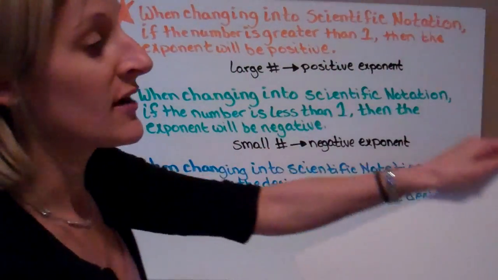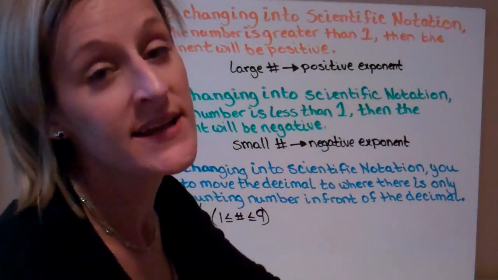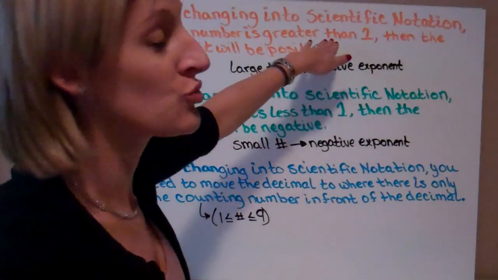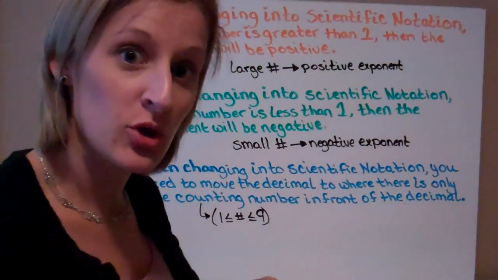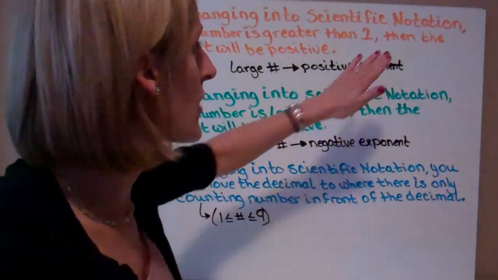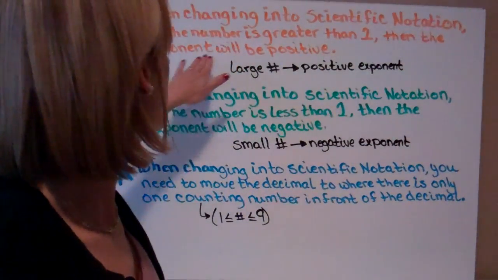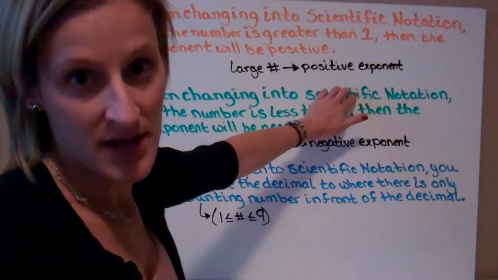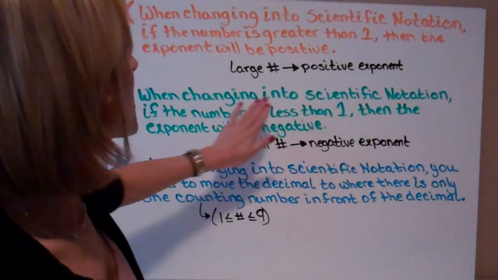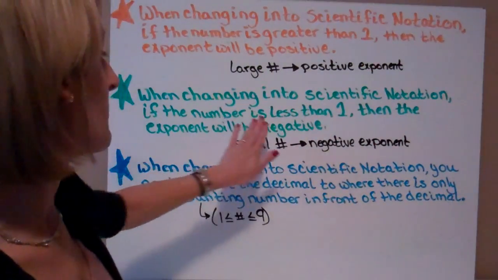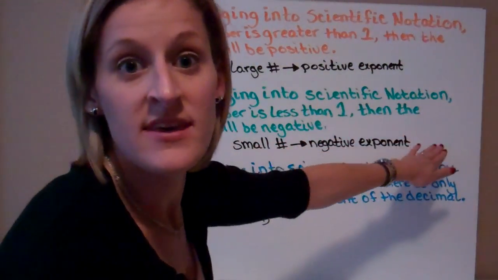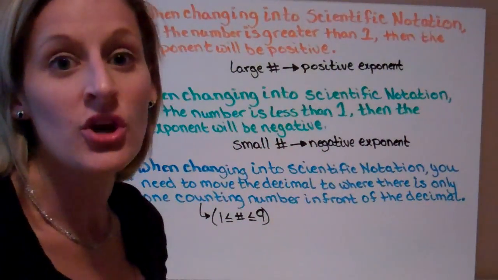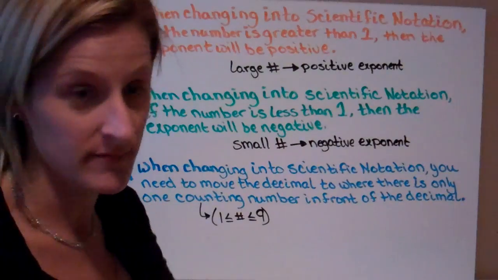So, now some key hints when writing in scientific notation. If the number you're writing in scientific notation is greater than 1, then the exponent will be positive. So think of those large numbers as going to have positive exponents. When changing into scientific notation, if the number is less than 1, then the exponent will be negative. So think of small numbers, less than 1, as going to have negative exponents.